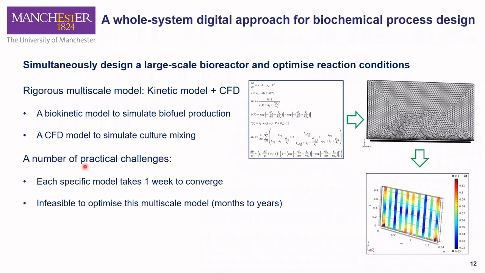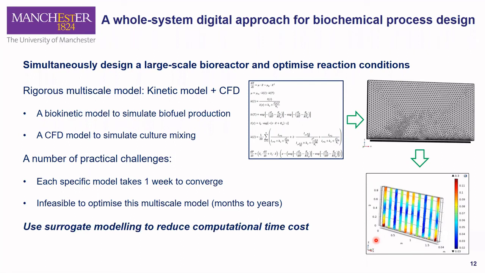But in reality, this is infeasible because to run this model, it will take 1 week just for each run. And if we really want to do optimization, we have to run thousands of different scenarios, which, if you calculate the time, may take months, even 2 years. And that is just impossible, right? How do we solve this problem?